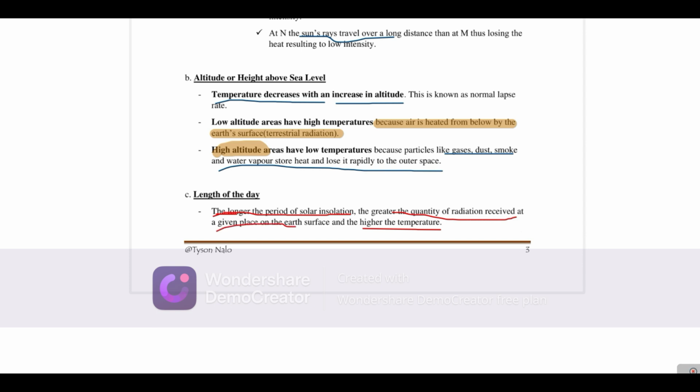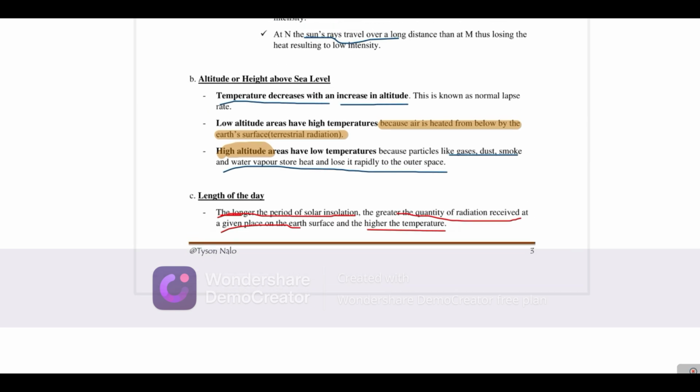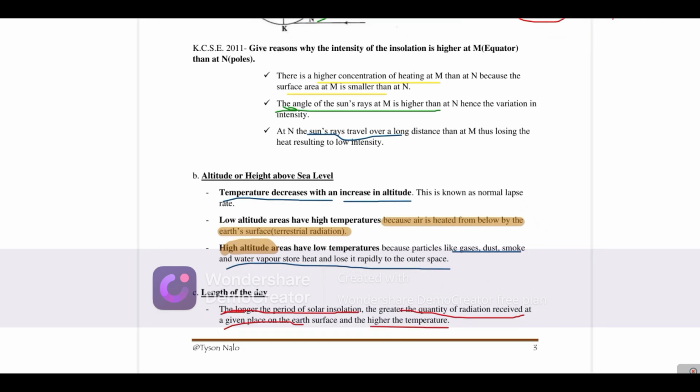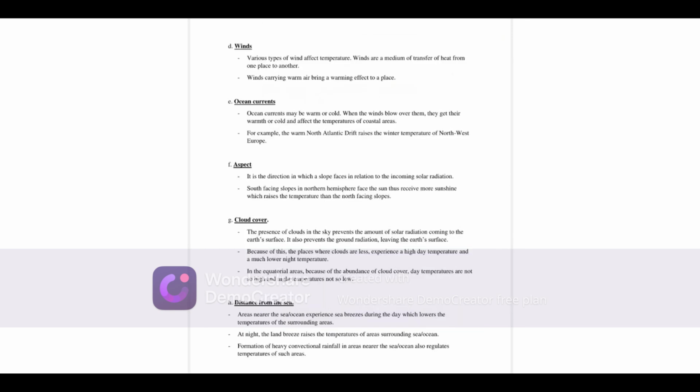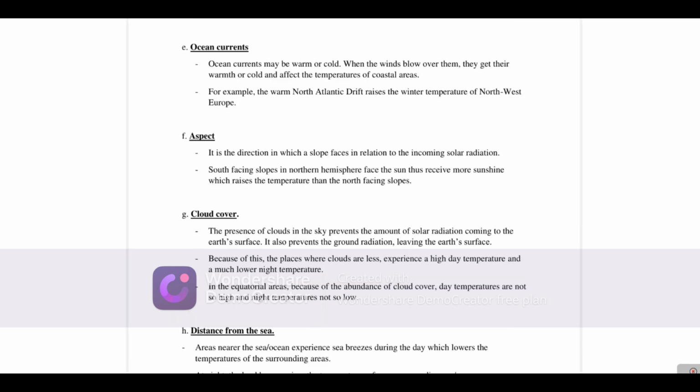Those are things that you should note when you are explaining the length of the day as a factor influencing temperature. So let's move to the fourth point. The fourth point is on winds, and let me just zoom this so that you'll be able to see it well. So we have winds.